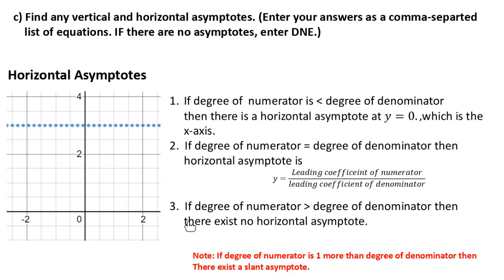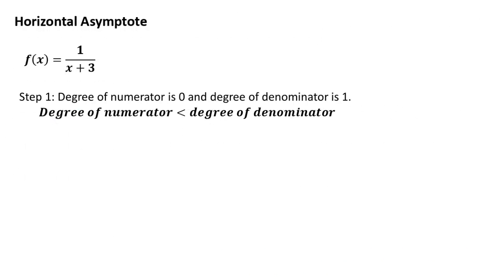And then the third possibility is if the degree of your numerator is greater than the degree of the denominator, then we just say that there's no horizontal asymptote. However, if you're at step 3 and you have no horizontal asymptote, you have to check if there's something that we call a slant asymptote. And you're going to have a slant asymptote if the degree of the numerator is one more than the degree of the denominator. Okay, and so I do have an example of that as well. So right now I'm just giving you those two definitions.